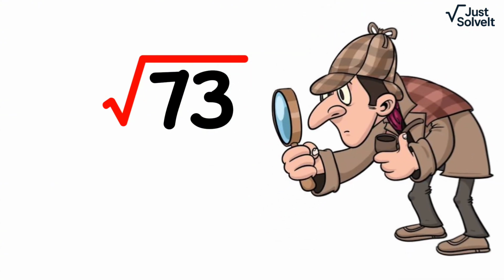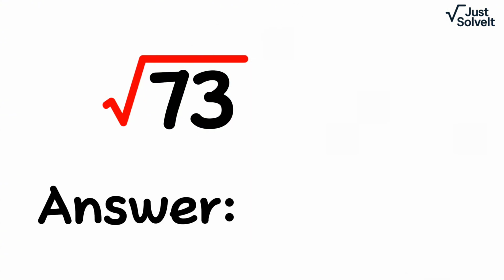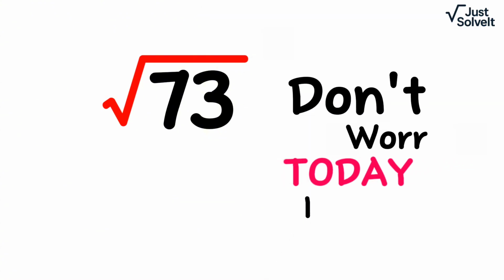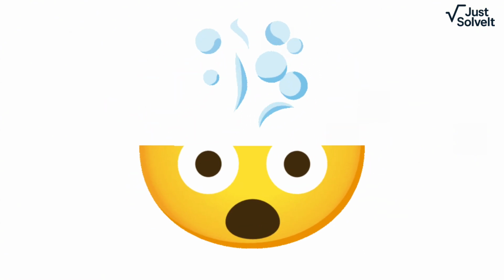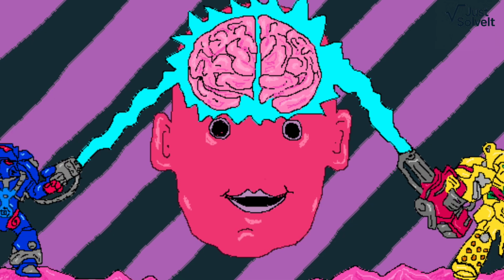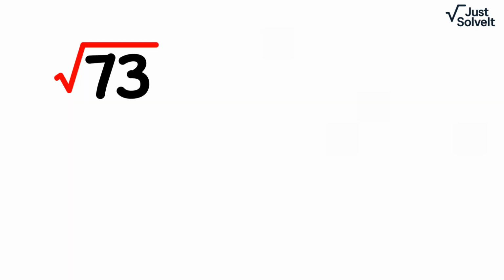You'll be like, wait a second, it's not a perfect square. Maybe around 8 something. And that's where things get tricky, right? But don't worry, today in this video, I'm going to show you an awesome trick to estimate square roots of numbers that are not perfect squares at lightning fast speed. However, at the end of this video, I'll also show you when to be careful while using this trick. So stay tuned. Let's start with the square root of 73.